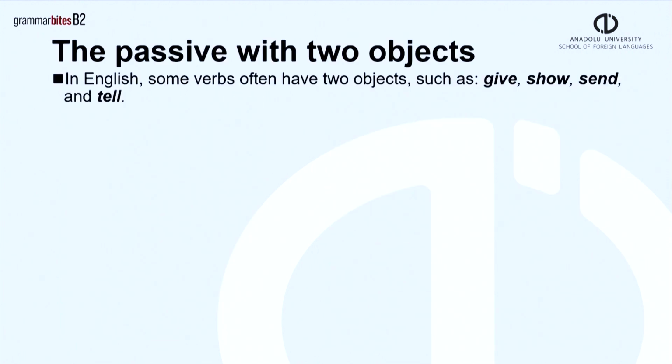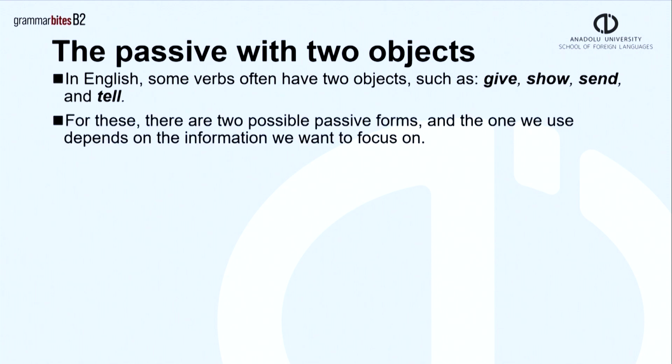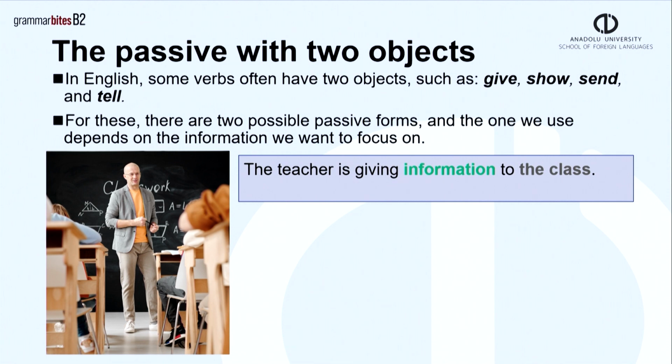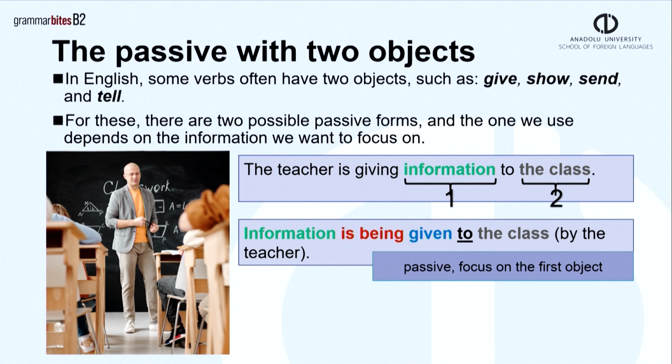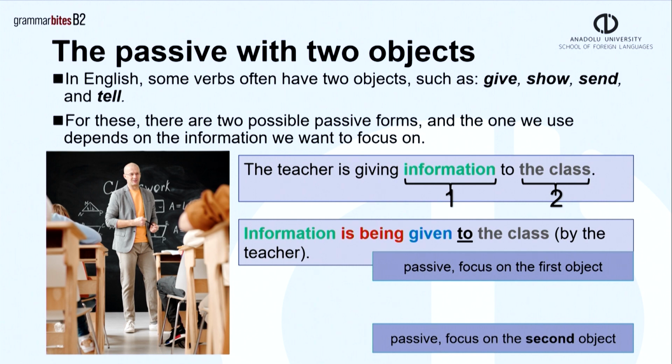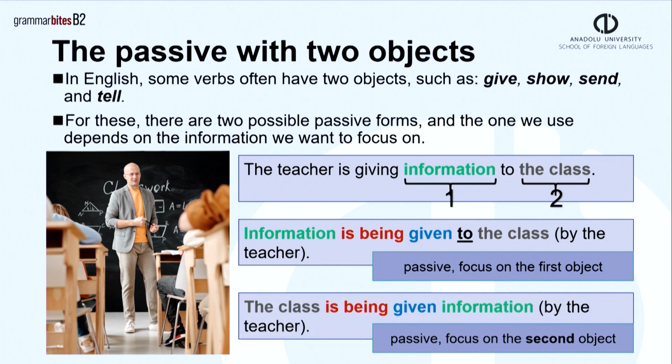In English, we often use two objects with some verbs, such as the verbs like give, show, send, and tell. For these, there are two possible passive forms. Which one we use depends on the information we want to focus on. Here is an example. The teacher is giving information to the class. Here we have two objects, information and the class. We can use the passive to focus on the first object. Information is being given to the class. Or we can focus on the second object. The class is being given information.